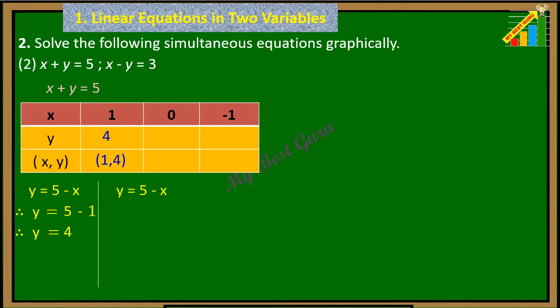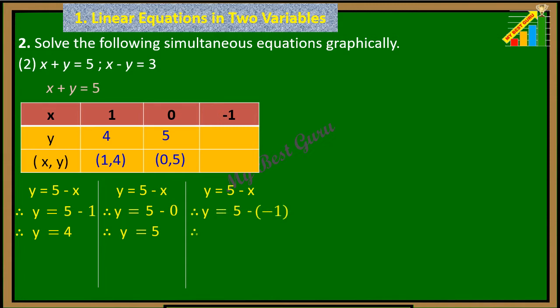Now for the next, y is equal to, again, 5 minus x. So put the value of x as 0. So y is equal to 5 minus 0, which is y is equal to 5. So the coordinates are 0, 5. And next, y is equal to 5 minus x. So y is equal to 5 minus minus 1, which becomes plus 1. So you get the value of y is equal to 6. So the coordinate is -1, 6.